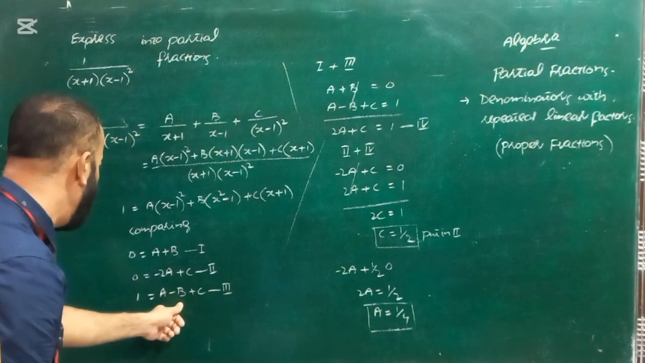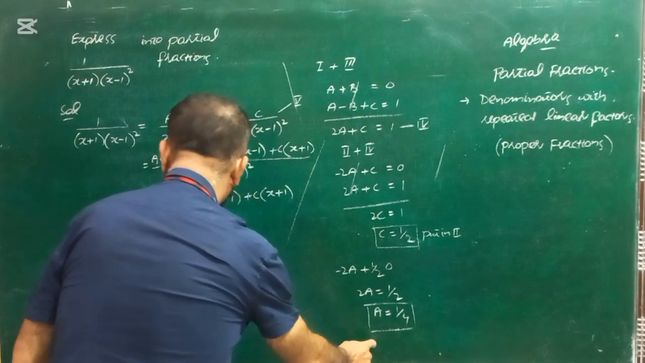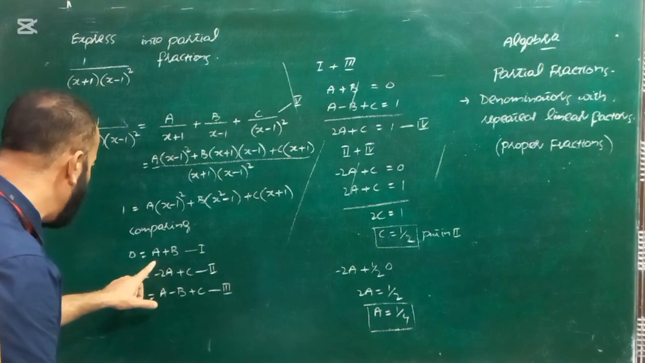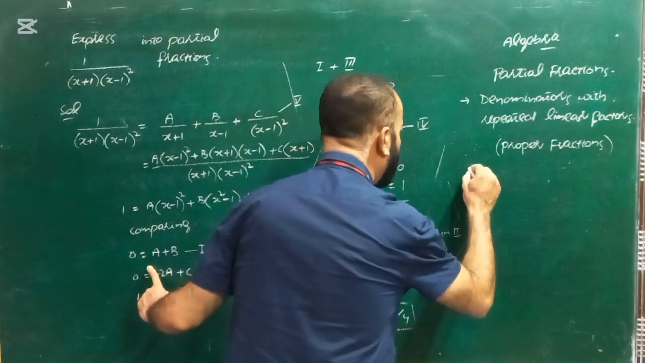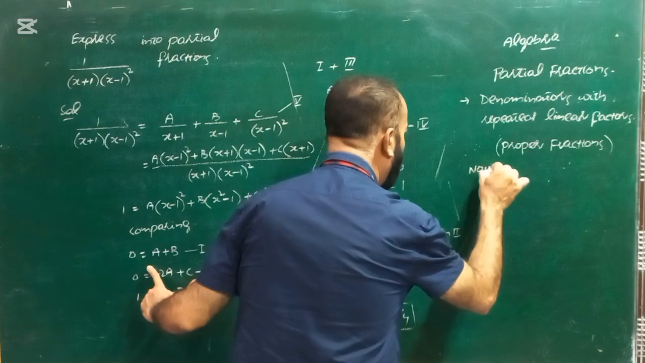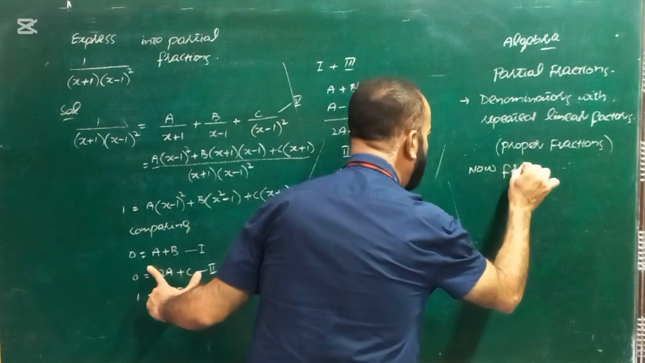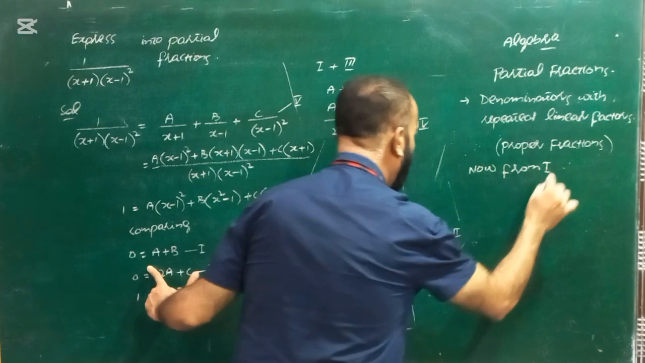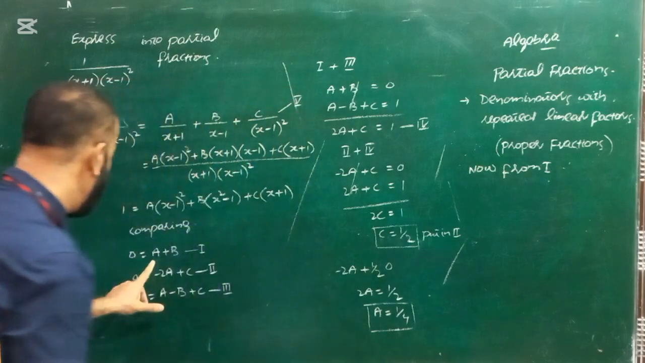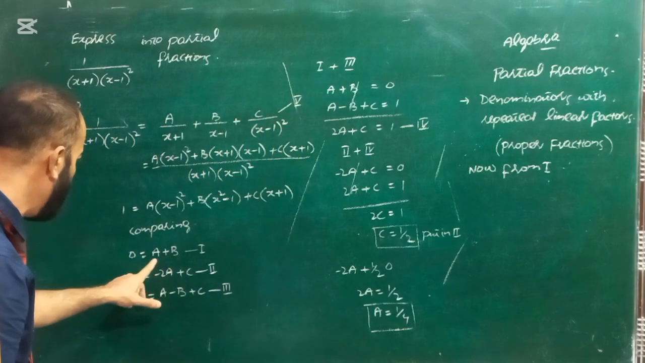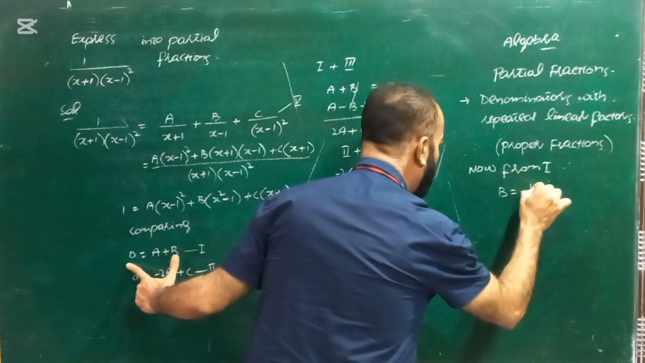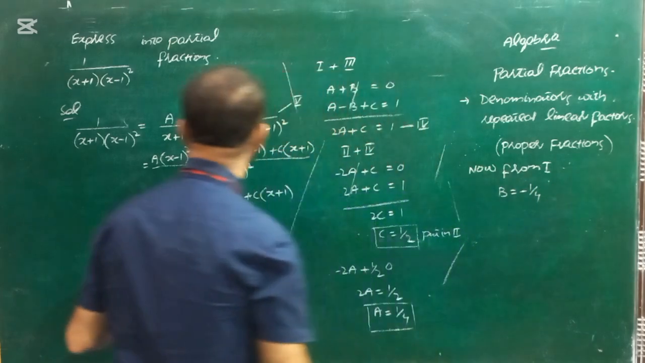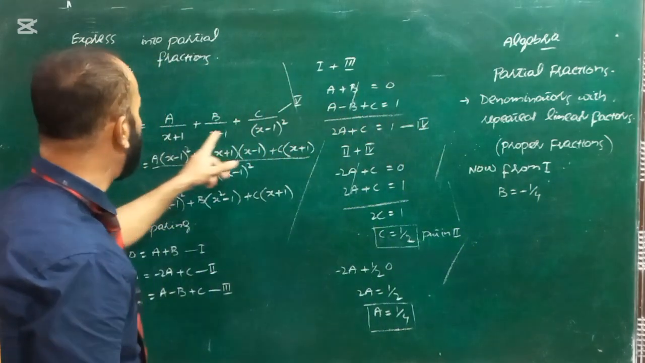So put it in equation number 3. Okay, here is a's value. So putting it into 1. So now from 1, a's value is 1 by 4. So this will be put here. So b will be equal to minus 1 by 4. Okay, now this is equation number 5.